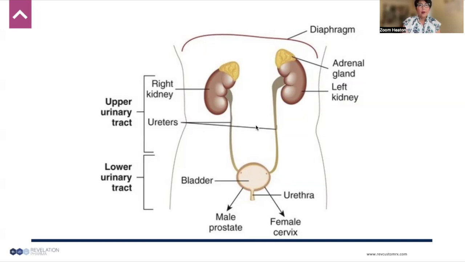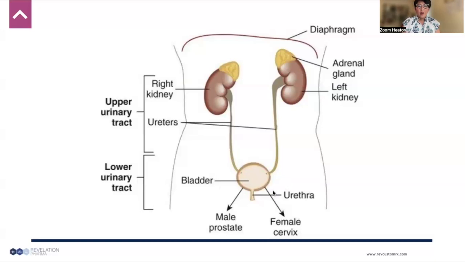The ureters are a pair of tubes that connect each kidney to the bladder, running down the posterior abdominal wall, and the ureters, of course, transport urine from the kidneys to the bladder. And then in the lower urinary tract, we have the bladder here, which is a hollow muscular organ situated in the pelvic cavity, just in front of the uterus and above the vagina. The bladder stores urine until it is expelled from the body, and then it can expand and contract due to its muscular and elastic properties.